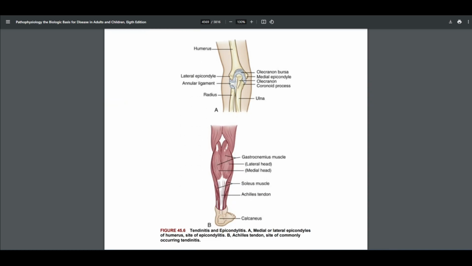So here you see tendinitis and epicondylitis. Again, a good spot to pause just to review the muscle groups and tendons.